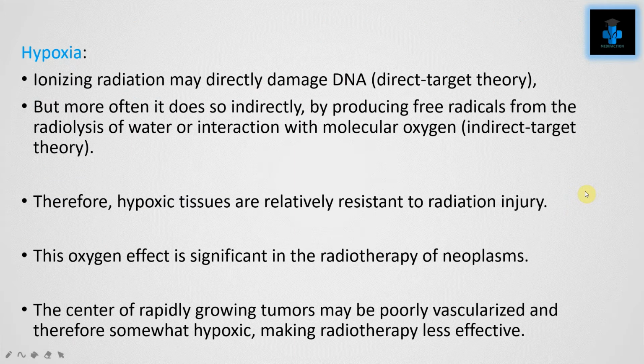Hypoxia. Ionizing radiation may directly damage DNA, which is termed as direct target theory. But more often, it does so indirectly by producing free radicals from the radiolysis of water and interaction with molecular oxygen, which is termed as indirect target theory. Therefore, hypoxic tissues are relatively resistant to radiation injury. This oxygen effect is significant in the radiotherapy of neoplasms. The center of rapidly growing tumors may be poorly vascularized and therefore somewhat hypoxic, making radiotherapy less effective.